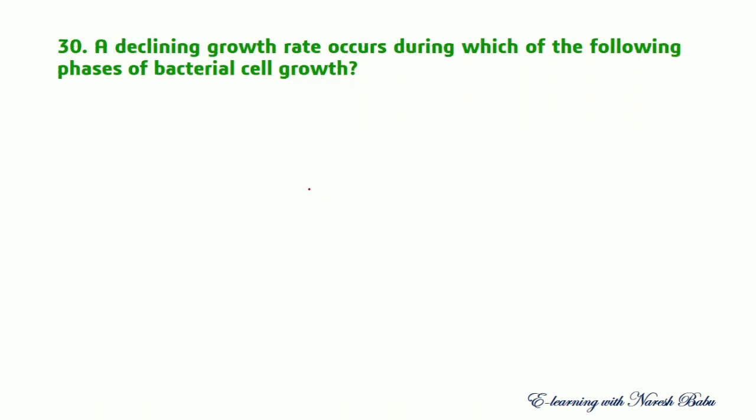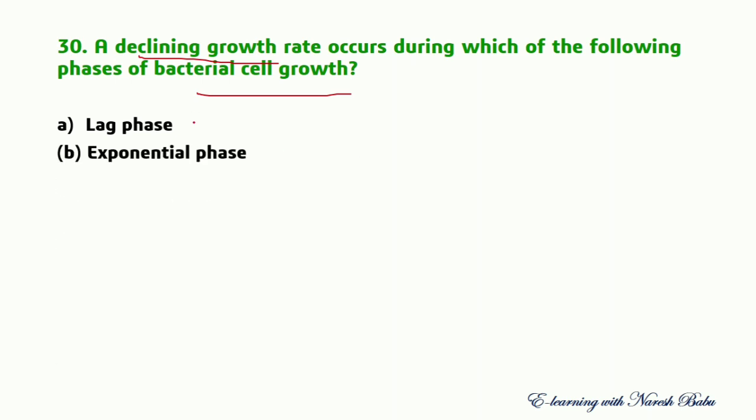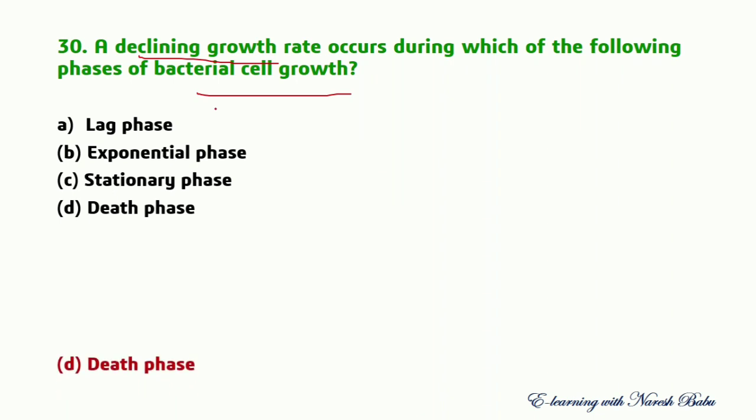Next question, a declining growth rate occurs during which of the following phases of bacterial cell growth? So we are observing declining growth in bacterial cell growth. The different phases are log phase, exponential phase, stationary phase and death phase. The declining growth is observed in the death phase. So D is the answer.